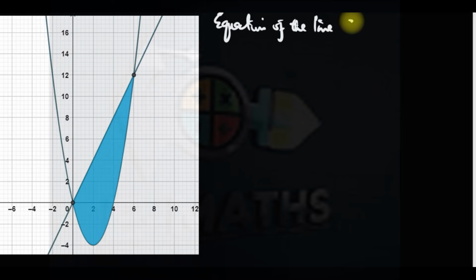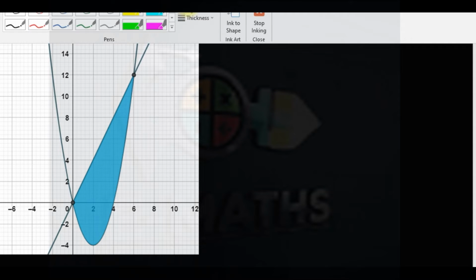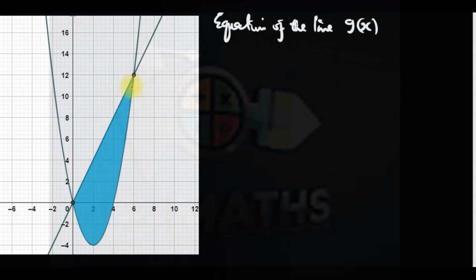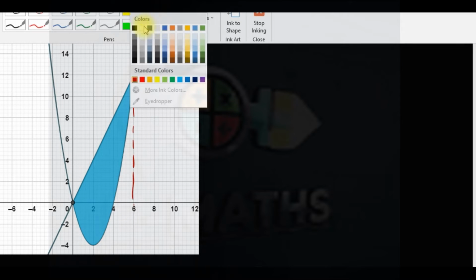So let's call it g of x. We are integrating from 0 to 6, as you can see. Their point of intersection, if you trace down, is at 6. So the integral is from 0 to 6. So let's get the equation of the line.